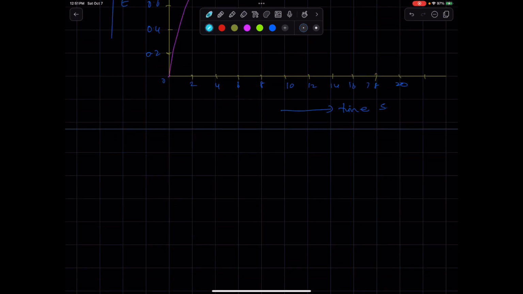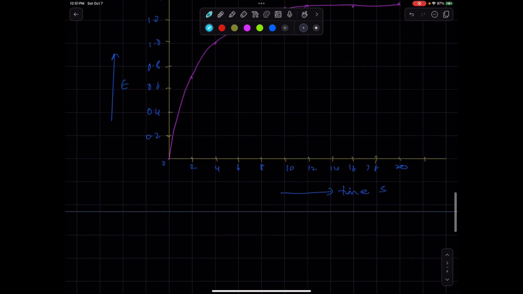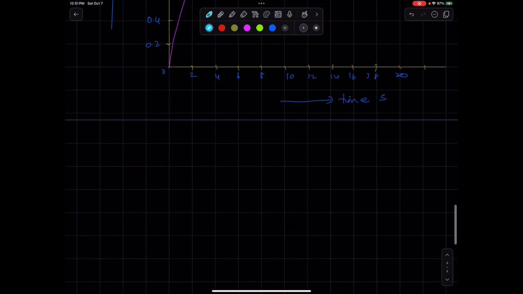Part B: the question is, briefly discuss two ways to slow down or reduce the rate of creep in part A. The rate of creep would be the slope of this curve. So we can say partial epsilon by partial t equals sigma over eta times exponential of minus Et over eta.